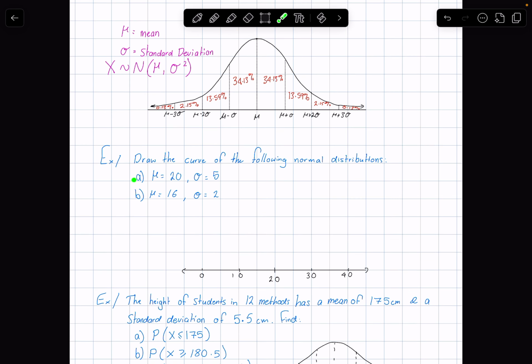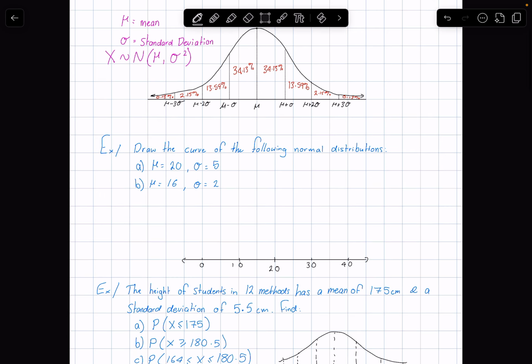So let's have a look at this first one here. So I've got mu equals 20 and standard deviation equals 5. So let's put in just my middle because I know that's my mean. Now, because I have a standard deviation of 5, I'm going to go 3 times 5 to the left and 3 times 5 to the right, and that's going to be approximately where I draw my curve. So 3 times 5 is 15, so I'm going to go to at least 5 and at least 35. So then I just draw in my nice bell curve with arrows a little bit further than that 3 standard deviations. So that is my curve A.